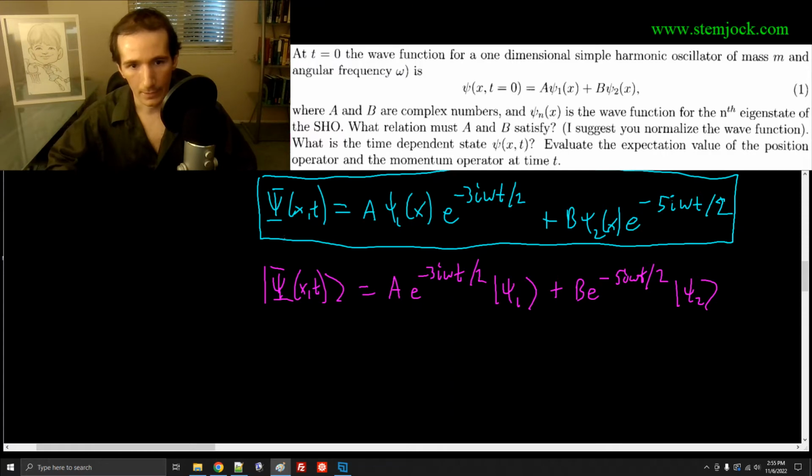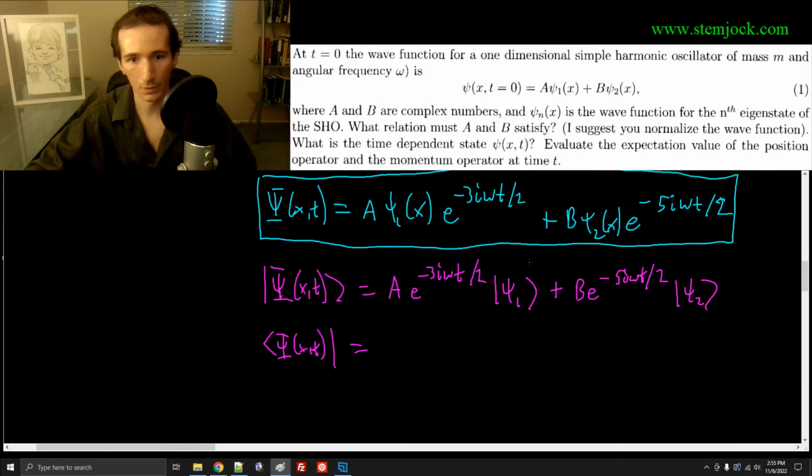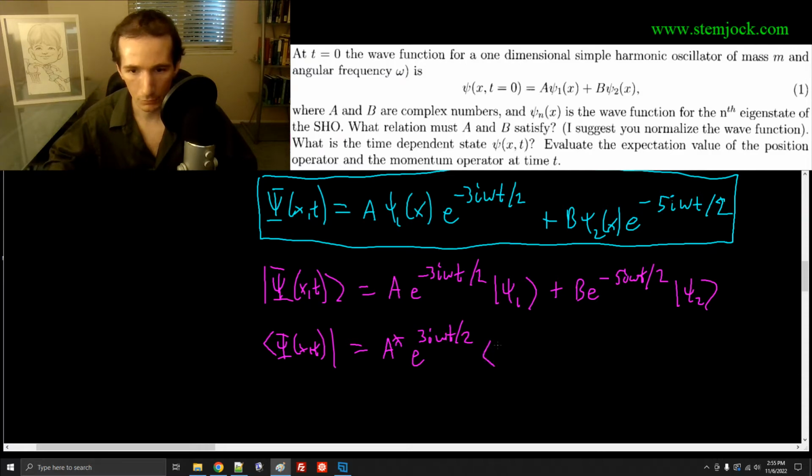And now I'll do the same for the bra. So bra psi(x,t). Remember I have to take the complex conjugate to get the bra. So this will be a star times e^(3iωt/2) bra psi_1, plus b star e to the positive 5iωt/2, bra psi_2.